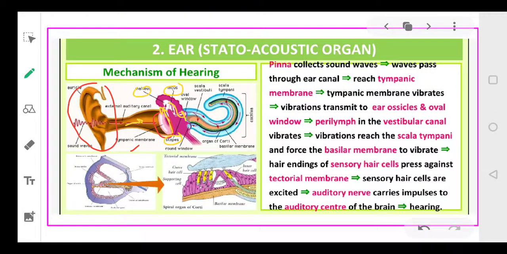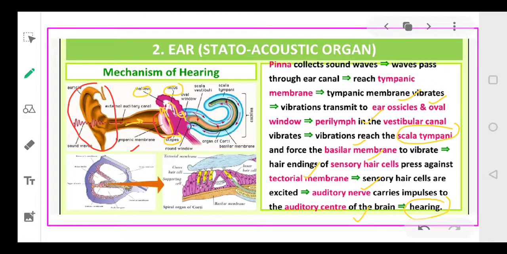Okay, now so you can say the ear ossicles, फिर oval window, then in the perilymph of the vestibular canal, then vibration will reach the scala tympani, then they will pass to the basilar membrane and the sensory hair cells will start vibrating. इसकी वजह से आपकी टेक्टोरियल मेम्ब्रेन वाइब्रेट होगी, फिर आपकी ऑडिटरी नर्व वाइब्रेट होगी और ऑडिटरी नर्व जो है वो इन वाइब्रेशंस को आपकी ब्रेन तक पहुंचाएगी, जिसकी वजह से आपको सुनने की हियरिंग आएगी, that you are hearing something.